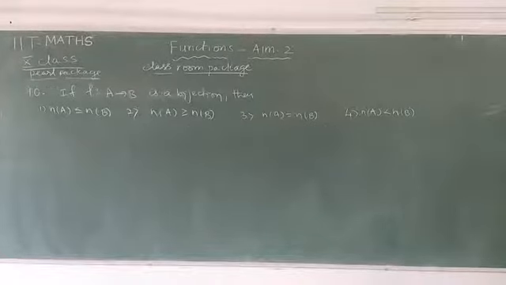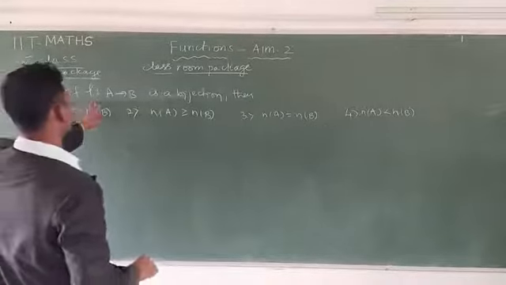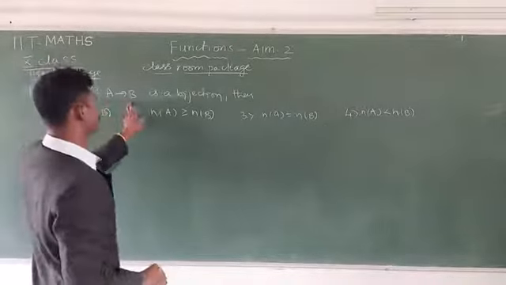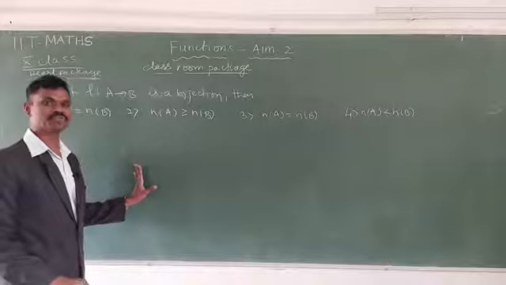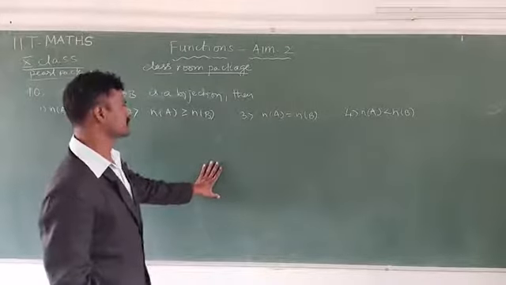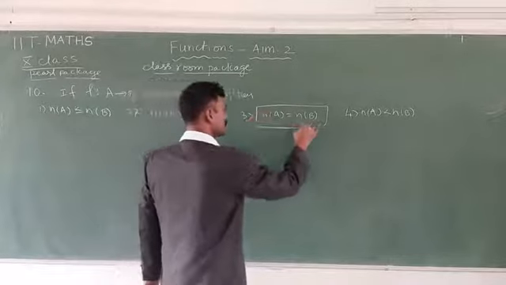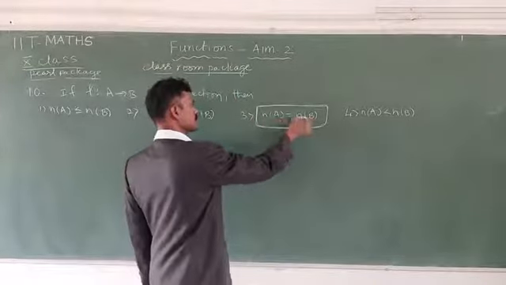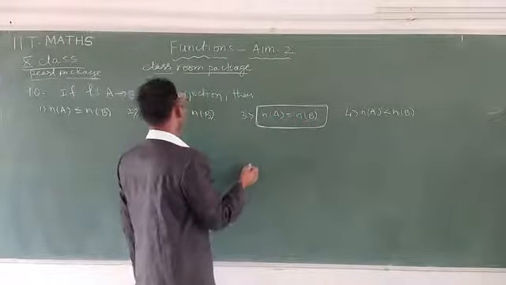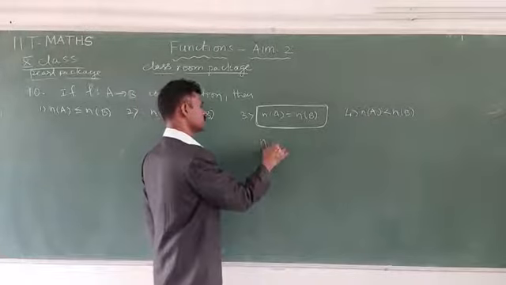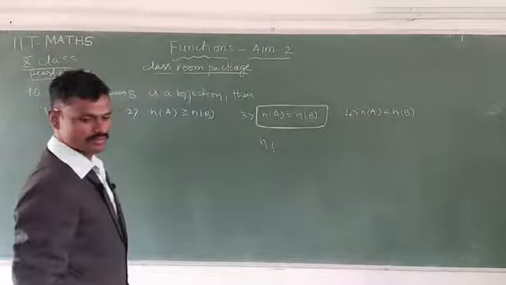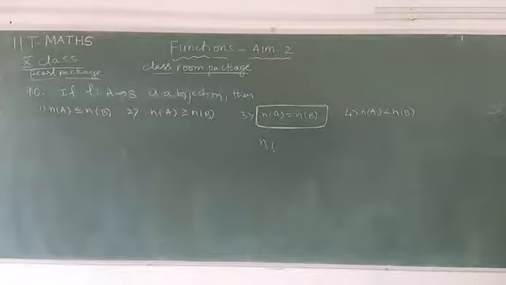Now see here, the 10th one. If f is a mapping from A to B and is a bijection function, we already know that a bijection means the number of elements of set A is equal to the number of elements of set B, that is, the cardinal number of A is equal to the cardinal number of B. Then the number of bijection functions is n factorial. Our option is the third one, note it down.